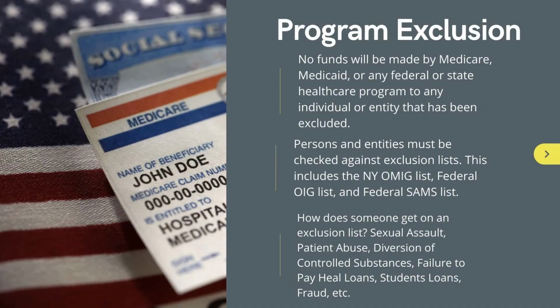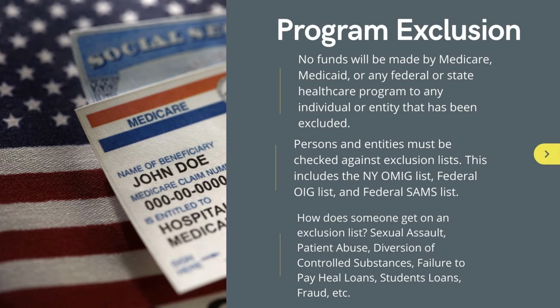Program exclusions. This is what we call exclusion checking. So what is it? Essentially, it means that federal or state dollars through potentially Medicare, Medicaid, a state payer, or a federal payer cannot be directed to an individual or an entity that has been excluded. Persons and entities must be checked against an exclusion checking list on a regular basis. This includes the New York State OMIG list and the federal OIG list, as well as the federal SAM list.